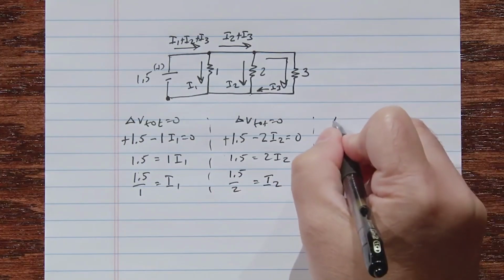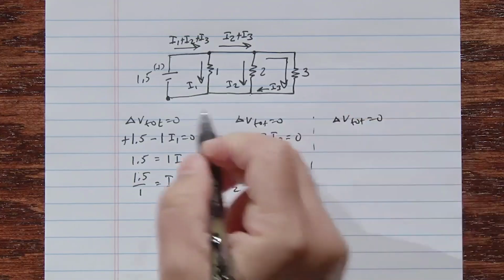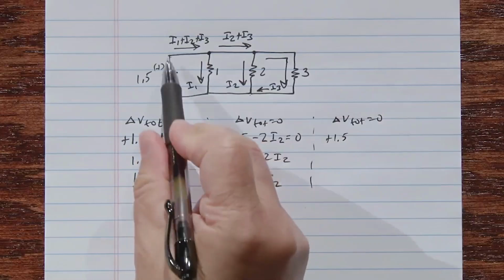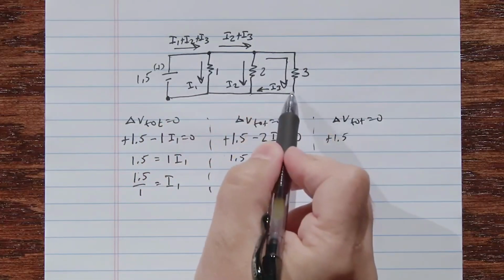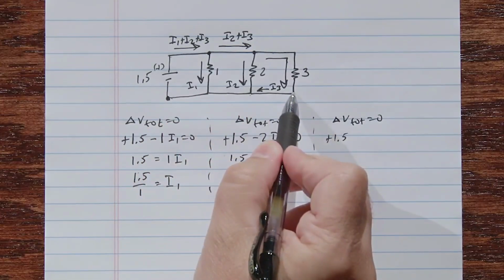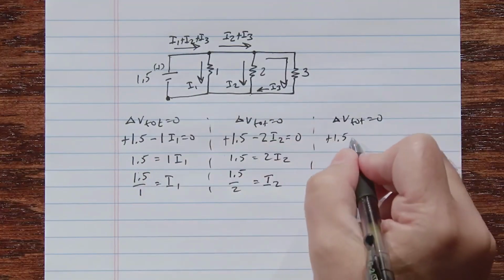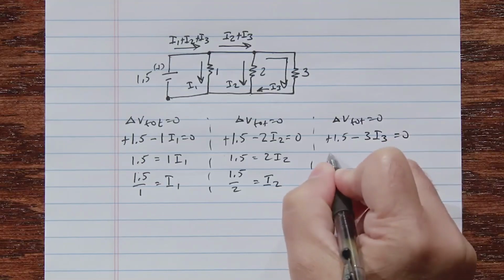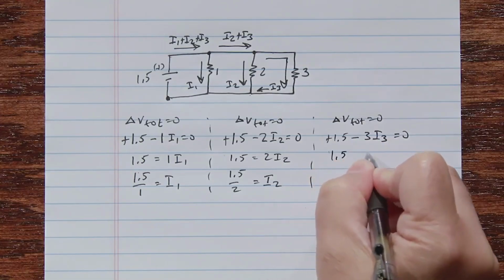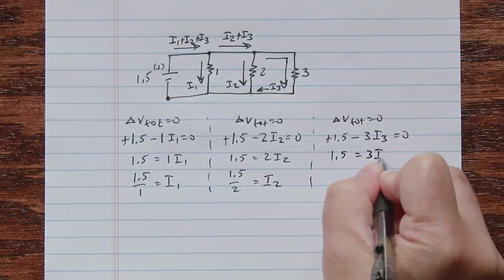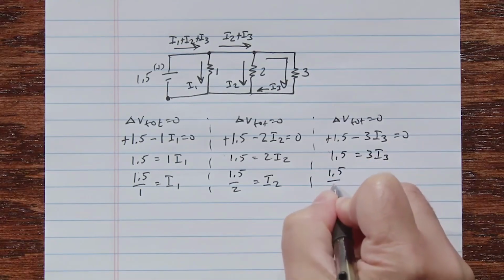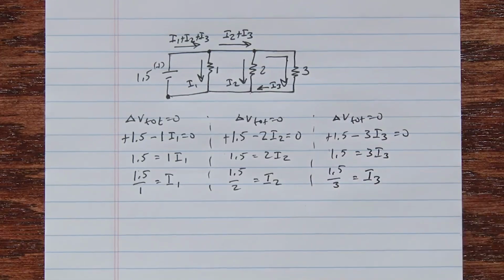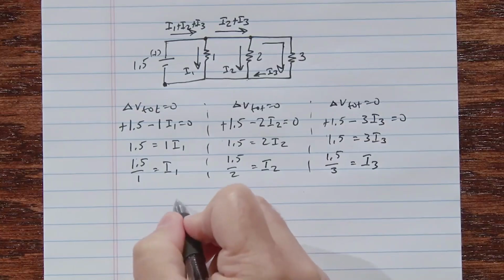And then the third time we have delta V total is equal to 0. For the third one, I'm going to go up across this battery, so plus 1.5. And then I'm going to go down across R3, or the 3 ohm resistor, and back. So it'd be minus 3 I3 is equal to 0, or 1.5 is equal to 3 I3, or 1.5 divided by 3 is equal to I3.